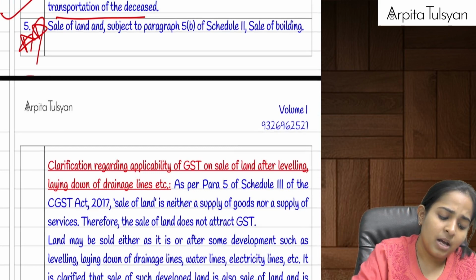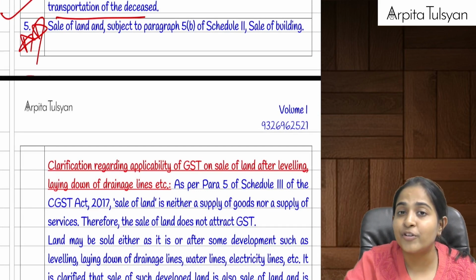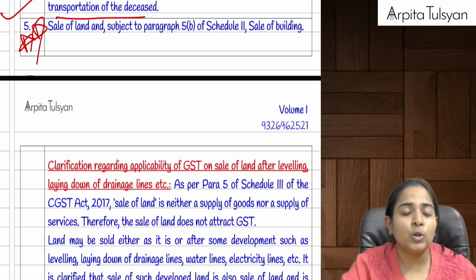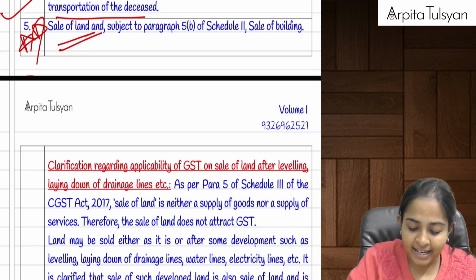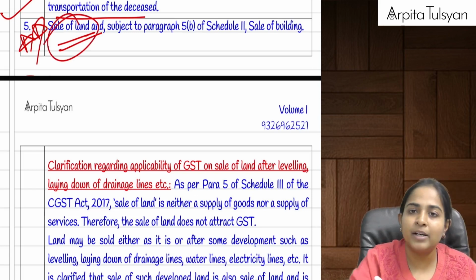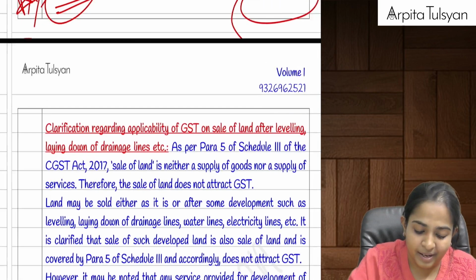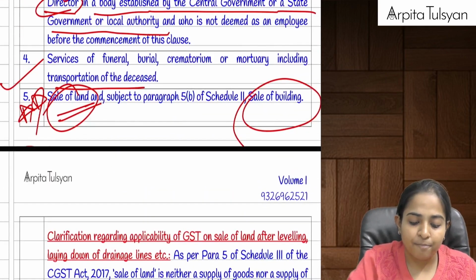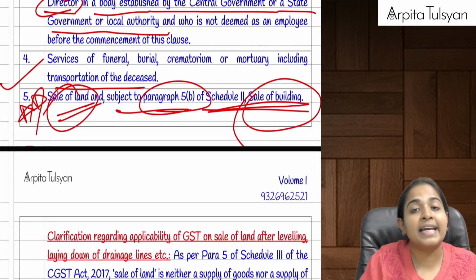Next, point number 5. Okay, para number 5, very important. Para number 5 of which schedule are we doing? Para number 5 of schedule number 3. Sale of land. Sale of land is neither supply of goods nor supply of services. Forget about land, there will be no GST applicable on sale of land. And similarly, for sale of building, subject to para number 5B of schedule 2, sale of building.